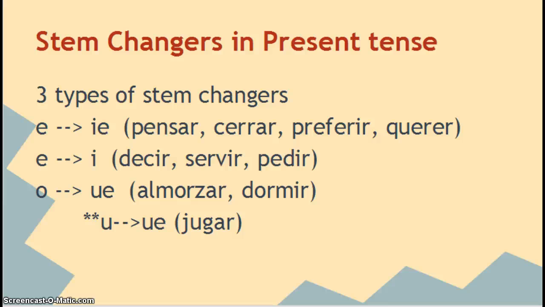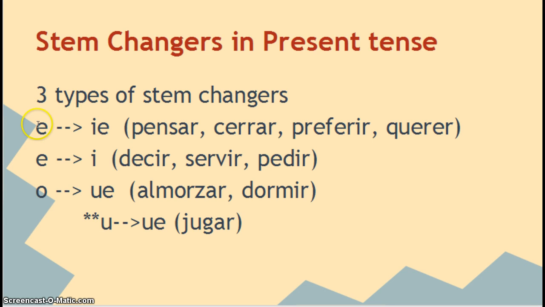We also have that funky stem changer, which is a U to UE, jugar, which is to play a sport. It's not really its own category because there really is only that U to UE, jugar. So it doesn't need its own separate category because there's not a whole group of them. So now we're going to talk about how stem changers change, okay?